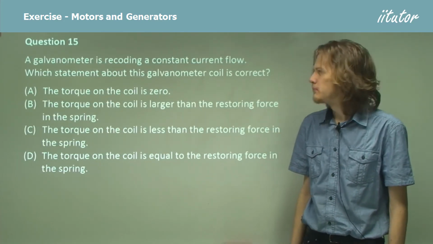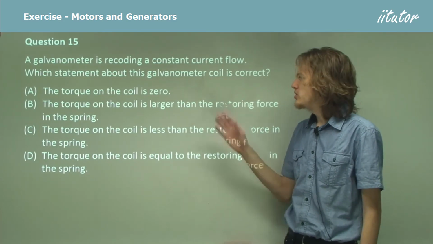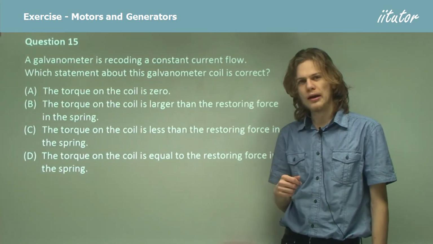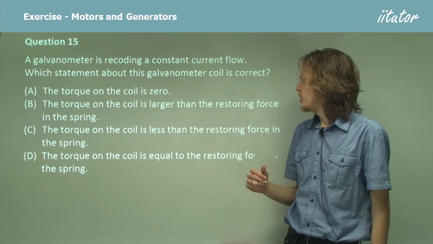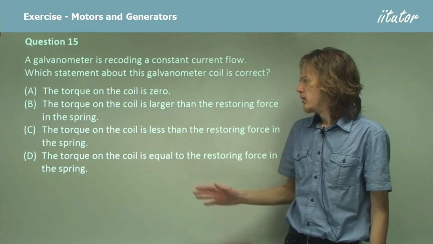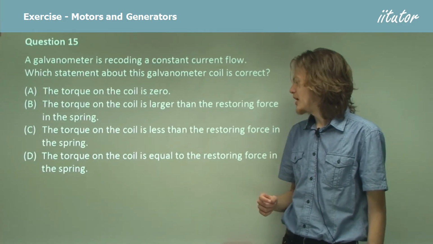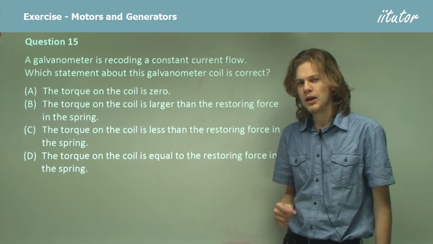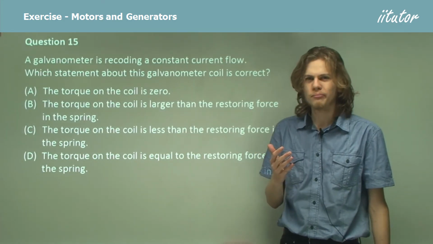Question 15. A galvanometer is recording a constant current flow. Which statement about this galvanometer coil is correct? A: The torque on the coil is 0. B: The torque on the coil is larger than the restoring force in the spring. C: The torque on the coil is less than the restoring force of the spring. D: The torque on the coil is equal to the restoring force of the spring. The term restoring force should really probably be restoring torque, but you get the idea.